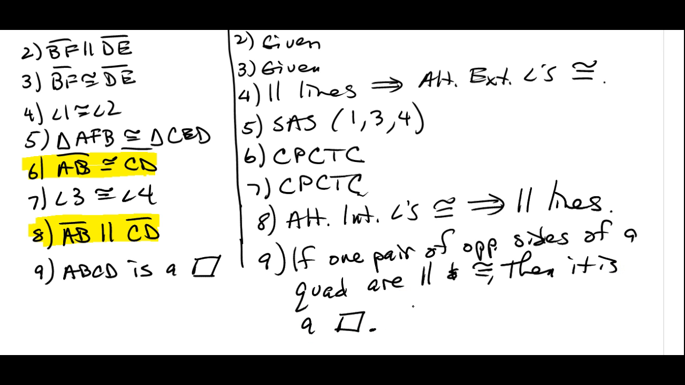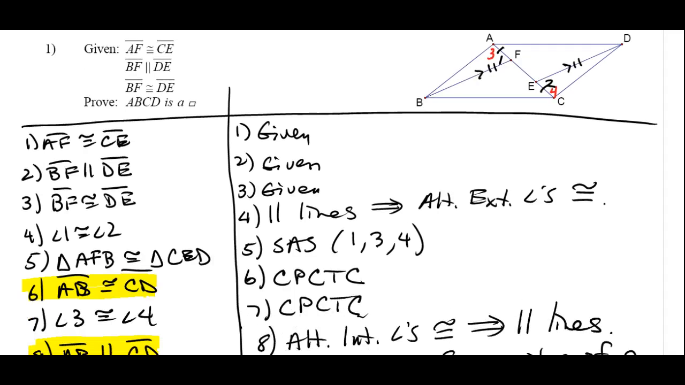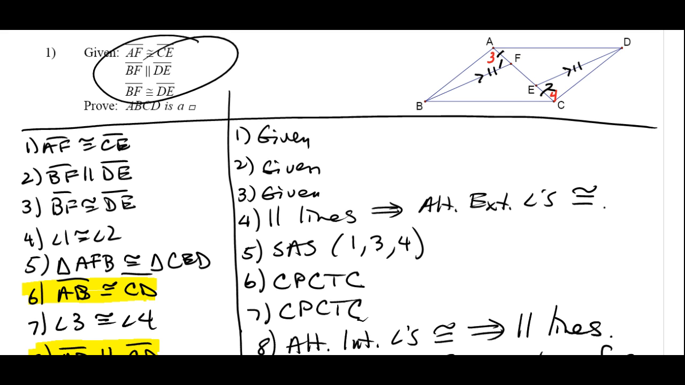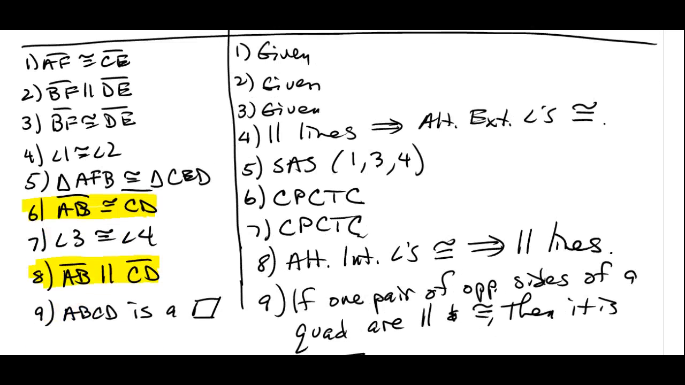Okay? So again, sometimes you may not know what method you're going to use. Just start making some conclusions based on the information that's given to you. So we have quite a bit of information that's given to us. Just start making some conclusions, and hopefully eventually you'll figure out what method you need to use to prove the figure is a parallelogram.